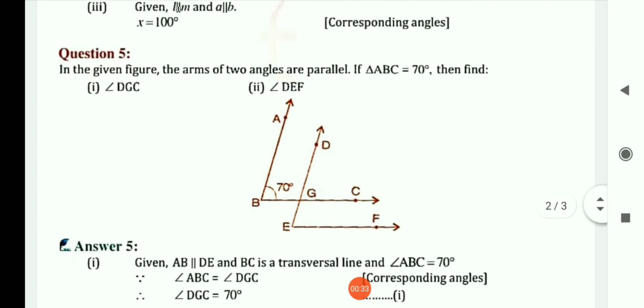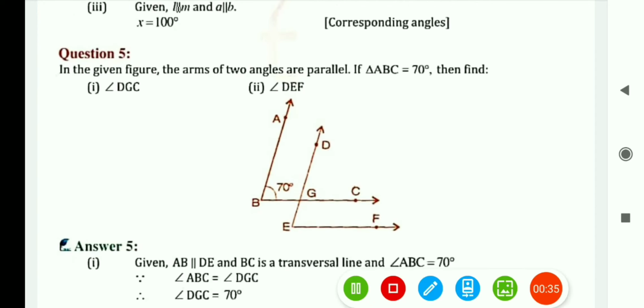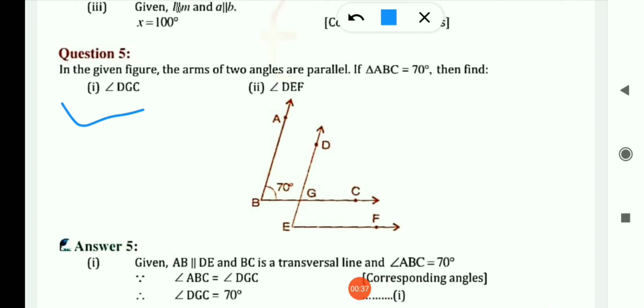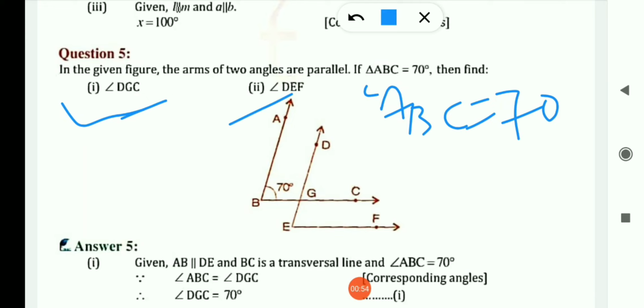Now question number 5: in the given figure, the arms of two angles are parallel. If angle ABC equals 70, sorry, it is an angle, not a triangle. Angle ABC is equal to 70 degrees. Then find first angle DGE and second angle DEF.